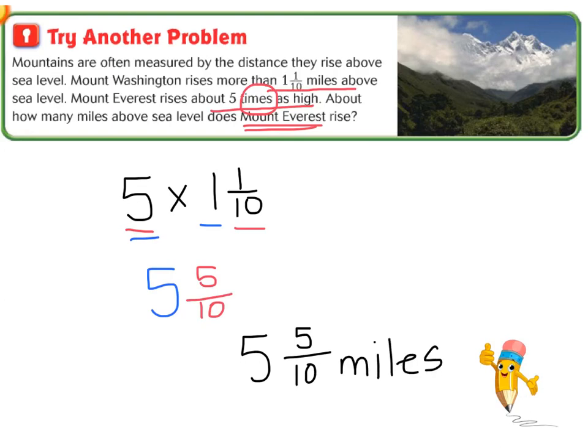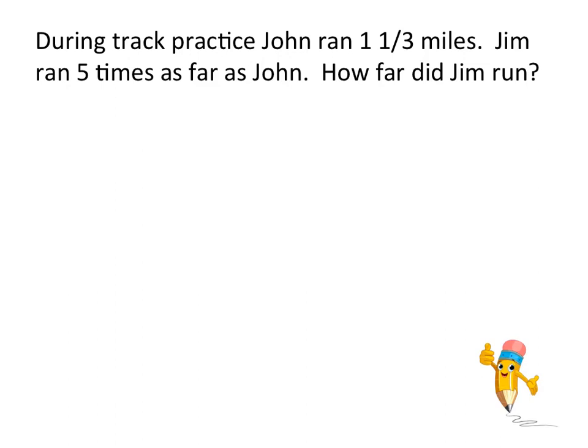How did you do? Try one more. During track practice, John ran 1 1/3 miles. Jim ran 5 times as far as John. How far did Jim run? Pause the video and figure out how far Jim ran. Then replay to check your work.